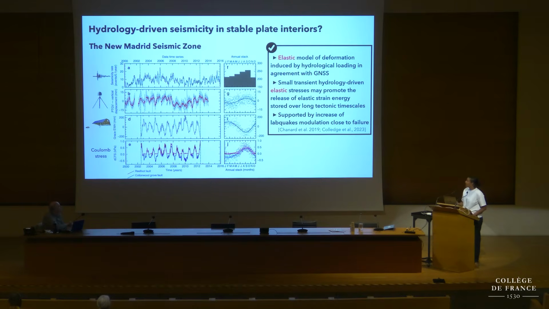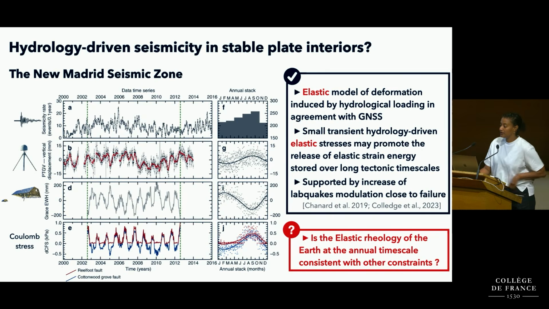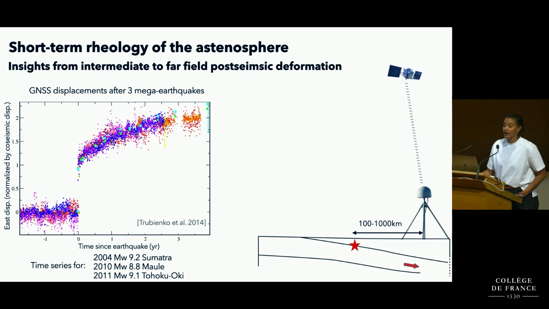And this is supported by other observations from laboratory earthquake experiments, where we see an increase in modulation of earthquakes, like small periodic loading, as we approach failure. But all of this has been done in a purely elastic rheology framework, and we can wonder if this is compatible at the annual timescale with other observations that we have. And in fact, through that, we can turn to the post-seismic deformation of the Earth.